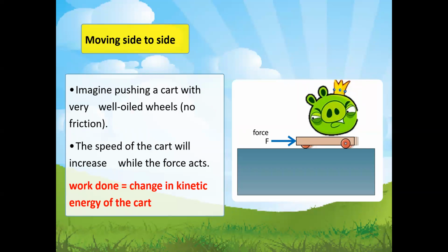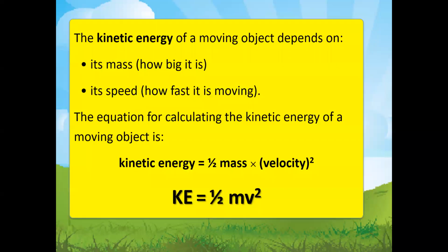So moving side to side from the image on your screen, imagine pushing a cart with very well-oiled wheels, no friction. The speed of the cart will increase while the force acts. So work done is the same as the change in kinetic energy, because the force is able to move the object over a distance. Okay, so the work done is a change in the kinetic energy of the cart.